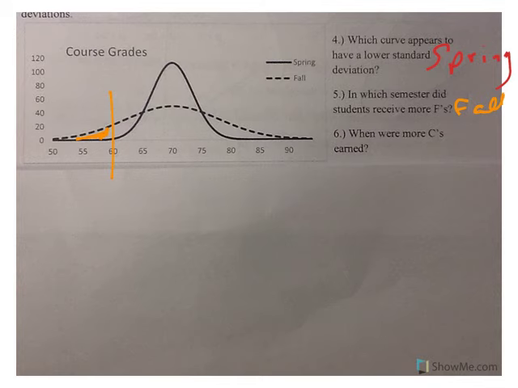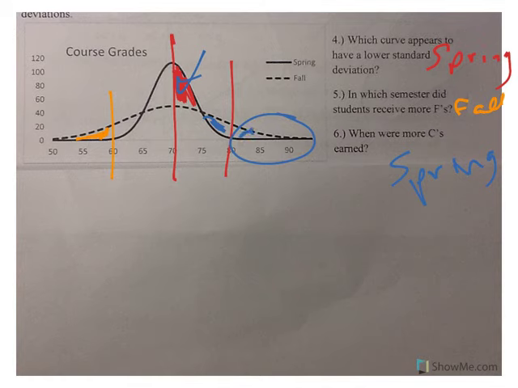And where were more Cs earned? Well, Cs are from 70 to 80. So if you look at this, spring wins here, fall wins here. Which one of those do you think is more? I vote that this one is bigger, so I think spring earned more Cs based off of this. But it looks like, this isn't a question, but it looks like fall earned more Bs and above, just based off the space there. So that's kind of your introduction to the normal distribution and the mean and standard deviation, how it all fits.